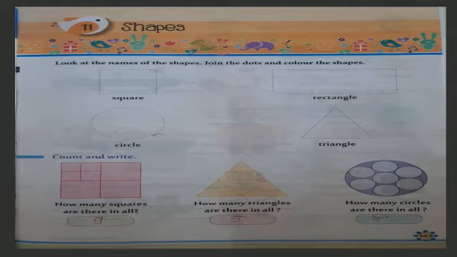Yes, what is the question? How many squares are there in all? So our answer is 9. So write that answer in the below box. Like this, you can do second and third also.